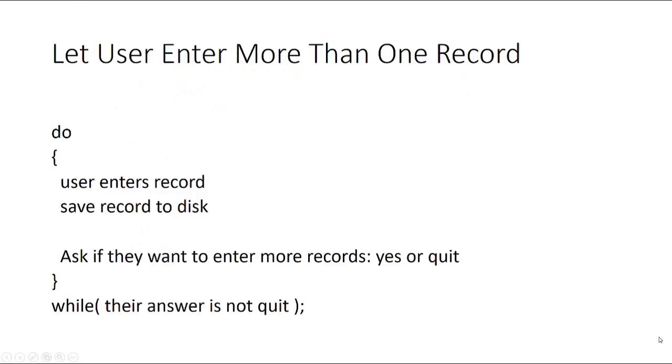Okay, so we really want to let the user enter more than 1 record at a time. Or actually 1 at a time, but they can continue to add records if they want to. So here I've got a little map in plain text, not computer code. Well, do while is sort of computer code. So we're going to do this while their answer is not quit. So the user will enter a record. The record will get saved to disk, and then we're going to ask them if they want to enter more records, yes or quit.